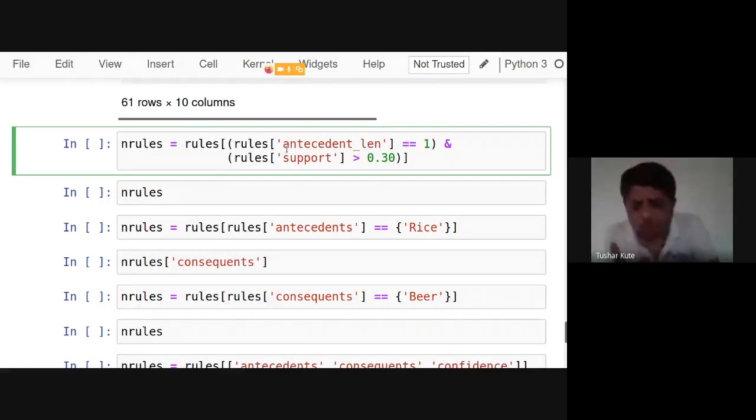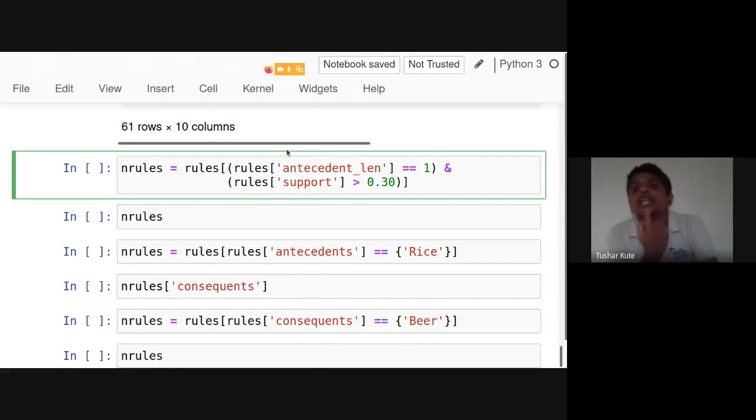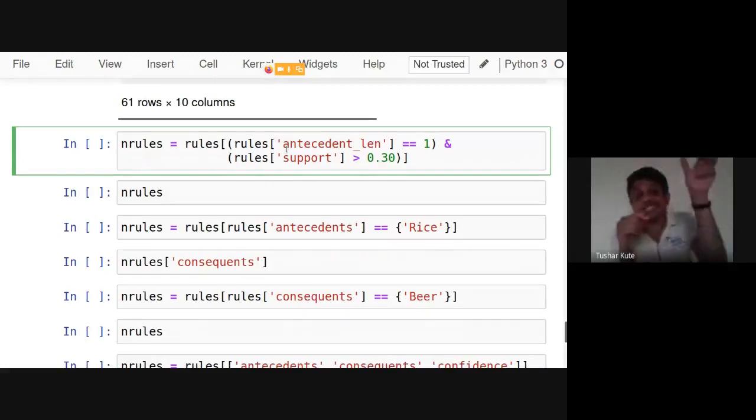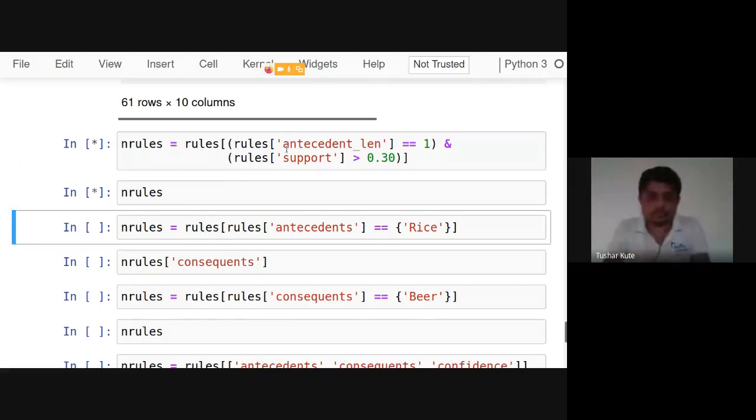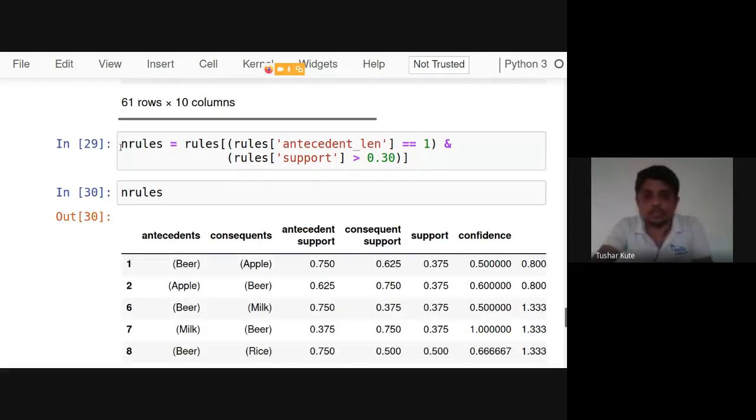Now I want the rules whose antecedent length, the total number of antecedents, is 1 and support is greater than 30. See, this is what I mentioned here. New rules is equal to rules of antecedent length is equal to 1, and rules of support is greater than 30%. 30% support should be present, and only one item should be there on antecedent. So if I purchase this, then I purchase that.